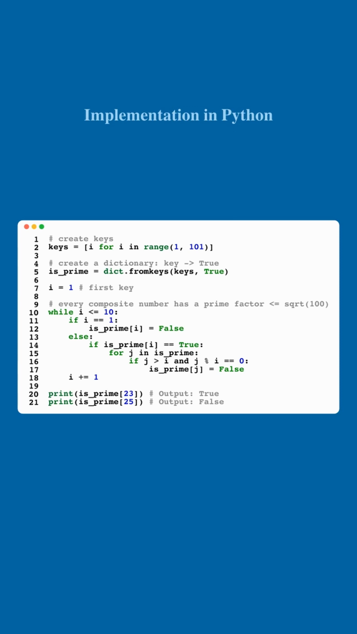Finally, we print is_prime of 23 and is_prime of 25. The former output is true and the latter is false because 25 is the square of 5, hence no prime number. Lastly, we want to mention that the algorithm becomes less efficient as the limit gets larger.